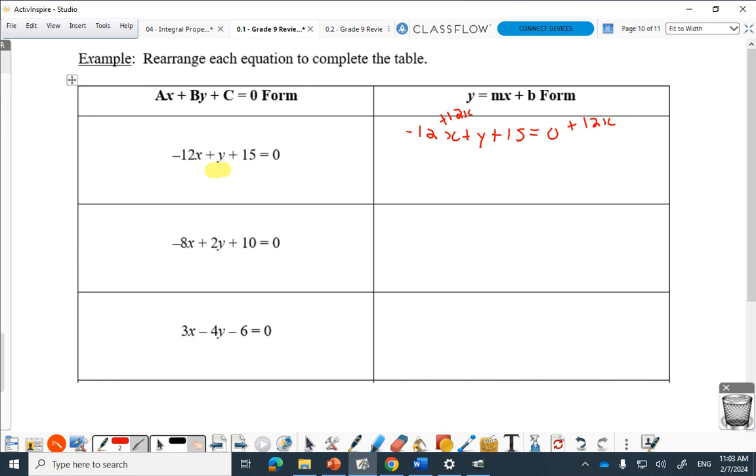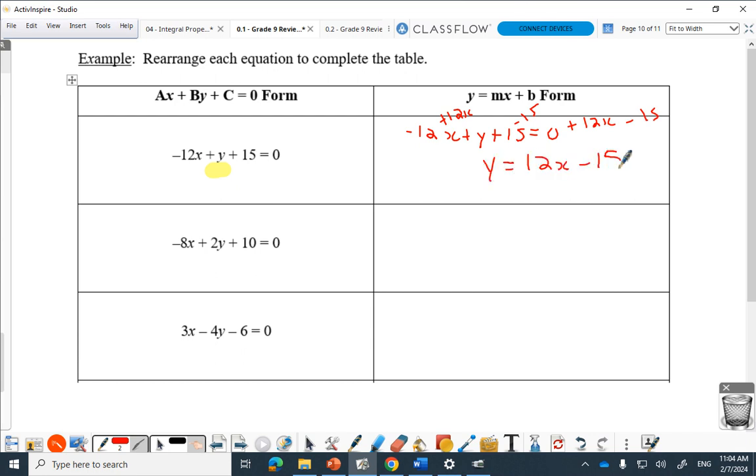Some of you who are really smart might think, oh, I can do it in a faster way. Well, you're right. It's very clever to do it without the extra steps. That doesn't necessarily mean it's better. Then subtract 15 from both sides as well. And what I get is y equals positive 12x minus 15.